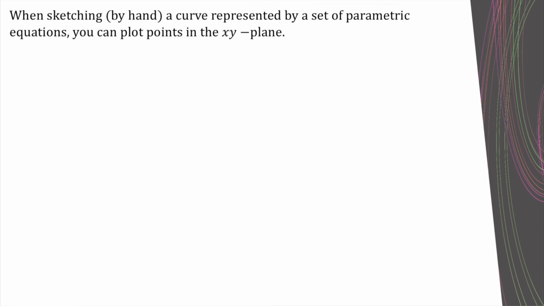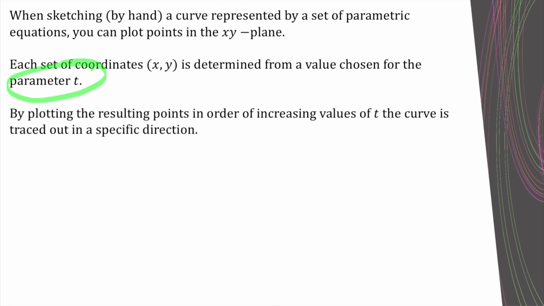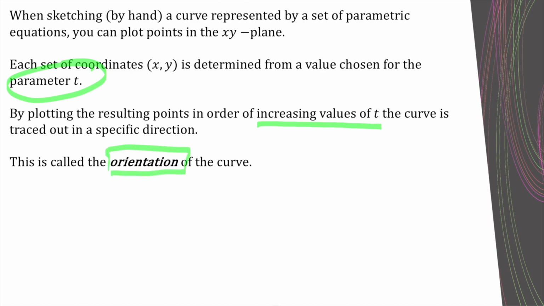Now, when you're sketching a graph by hand of a curve represented by a set of parametric equations, you can plot points in the xy plane. And each set of coordinates is determined from a value chosen for the parameter t. By plotting these points in order of increasing values of t, the curve is traced out in a specific direction. And this is called the orientation of the curve.